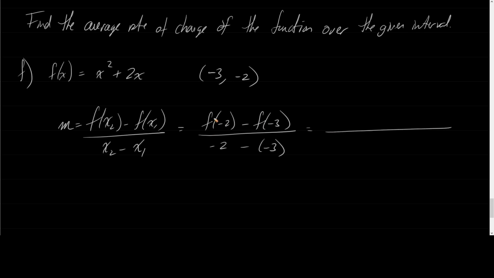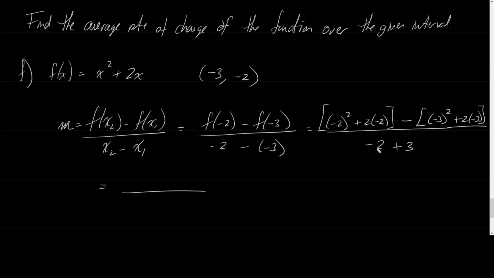Let's see what we get. When we plug in -2, let's plug in -2 up here. So we have -2 squared plus 2 times -2. And then that minus plug in negative 3, so negative 3 squared plus 2 times negative 3. And all of this over, well, minus negative really means plus, so negative 2 plus 3.